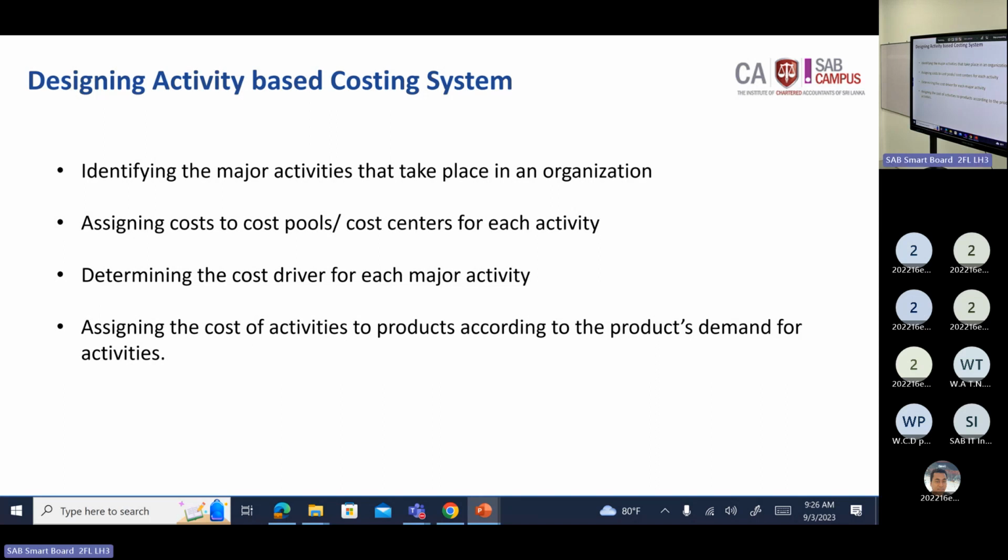Then say there are 5 activities. Then assign cost for each activity.